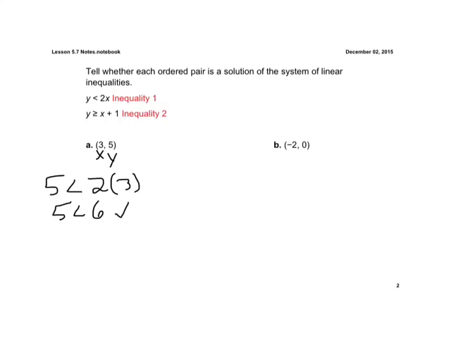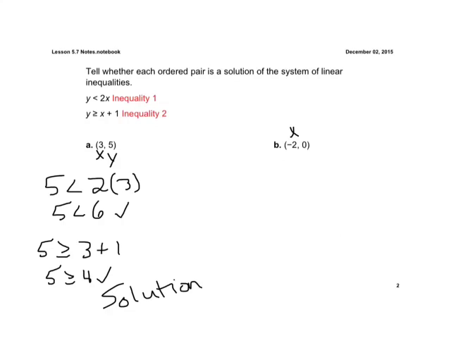The second one, plug in 5 for y. Greater than or equal to 3 plus 1 is 5 greater than or equal to 4. That checks out. So yes, it is a solution. They both have to be true. All right, let's try B real quick.